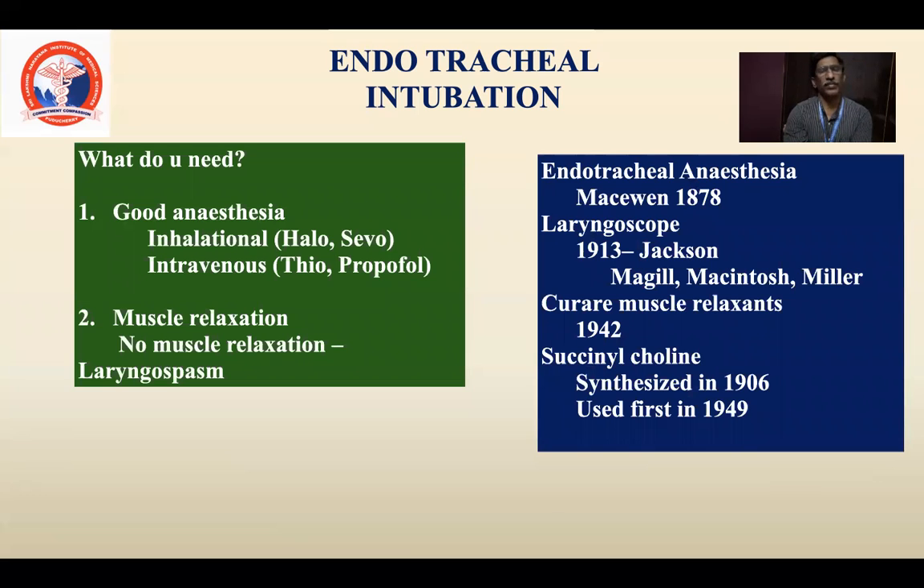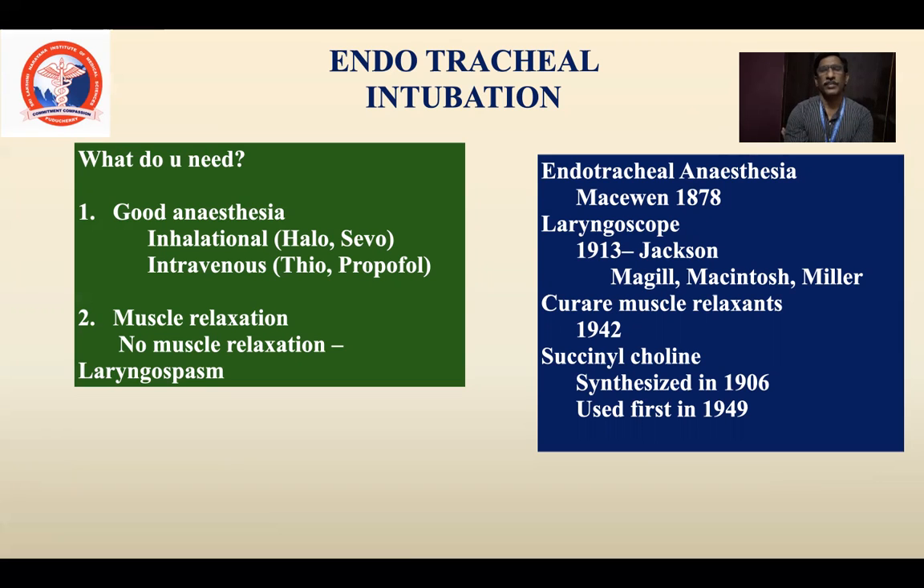For this intubation, what do we need? A good anesthesia. Either it's intravenous like thiopentone or propofol, or an inhalational induction like halothane or sevoflurane. Halothane we are not using now. Sevoflurane is the preferred agent, especially in children. And we should have muscle relaxation. If there is no muscle relaxation, it can result in laryngospasm. So attempting an intubation without a muscle relaxant and in a superficial plane, the patient will have laryngospasm, cough, etc.